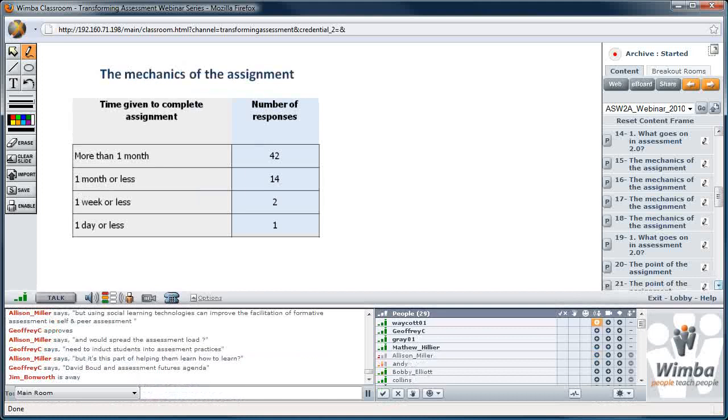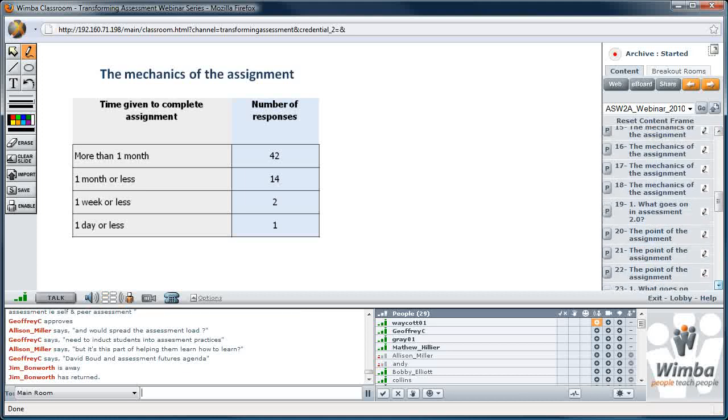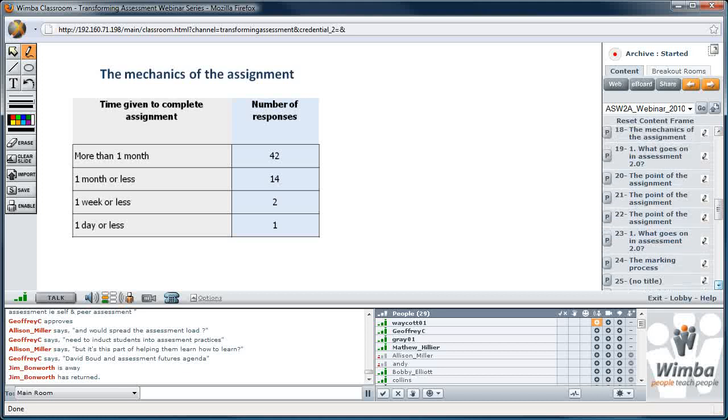Where students completed the assignment. Most common response here is off campus elsewhere, so for example at home, but there were also on campus but out of class was also a common response, so that might be computer labs, for example.